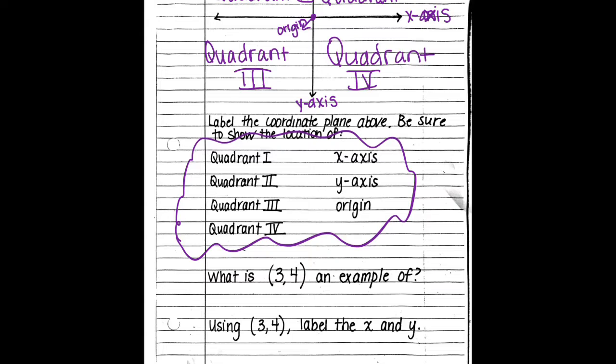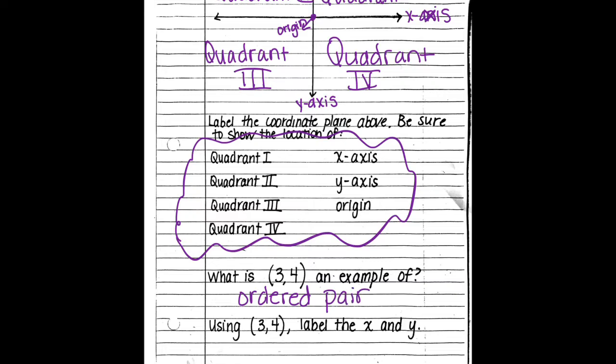All right, so let's look at the next question. It says, what is 3, 4 an example of? So when you have the numbers 3, 4, any other numbers, they're in parentheses, there's a comma in between them, that is called an ordered pair.